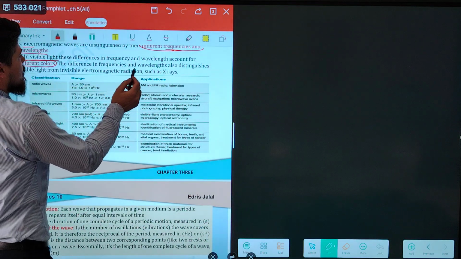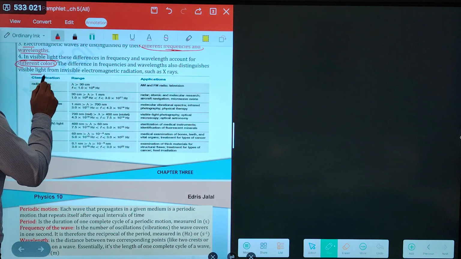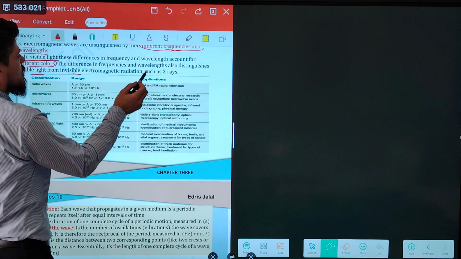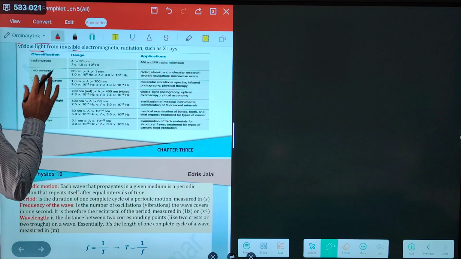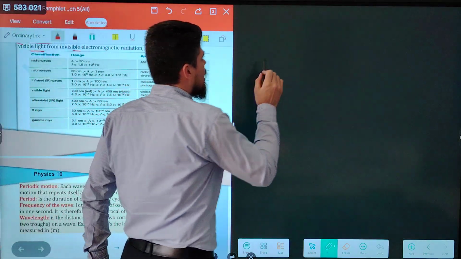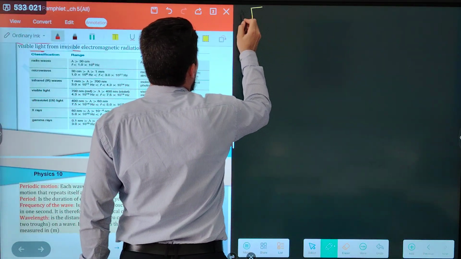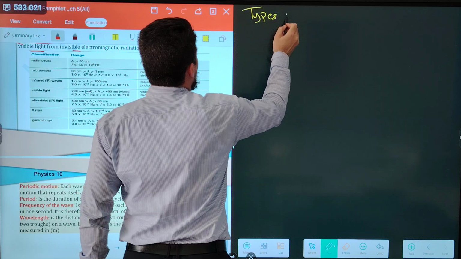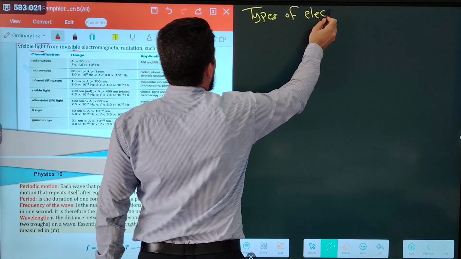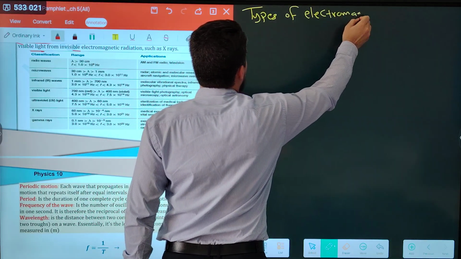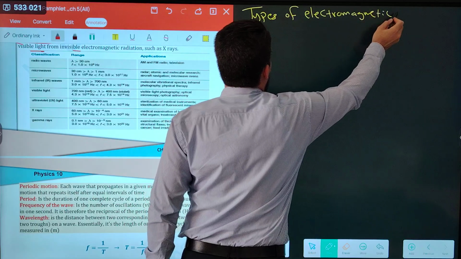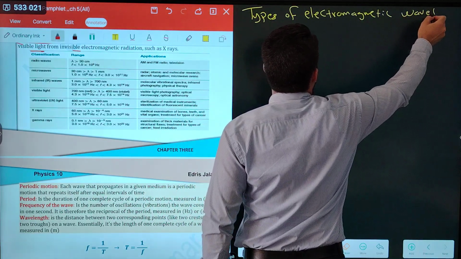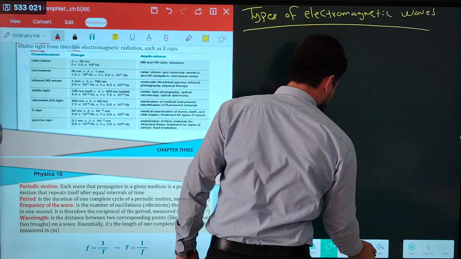So the difference in frequencies and wavelength also distinguishes the visible light from invisible electromagnetic radiation such as X-ray. So, the types of electromagnetic waves or spectrum. How many types do we have?